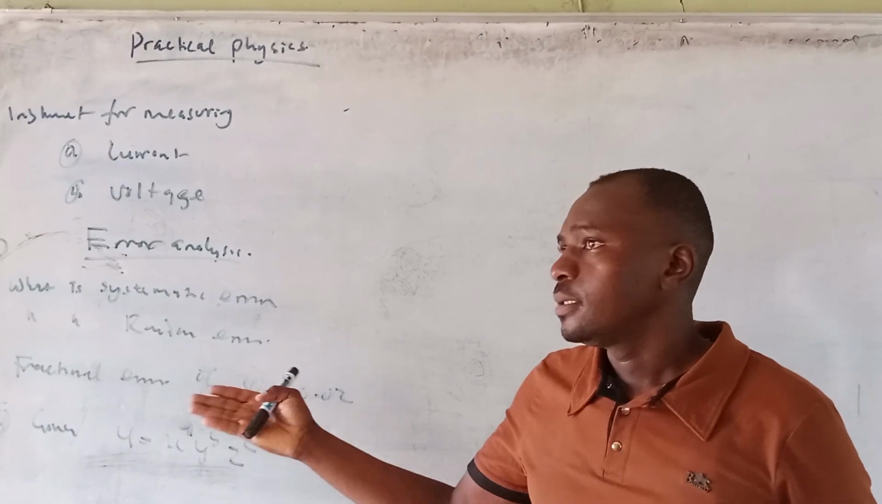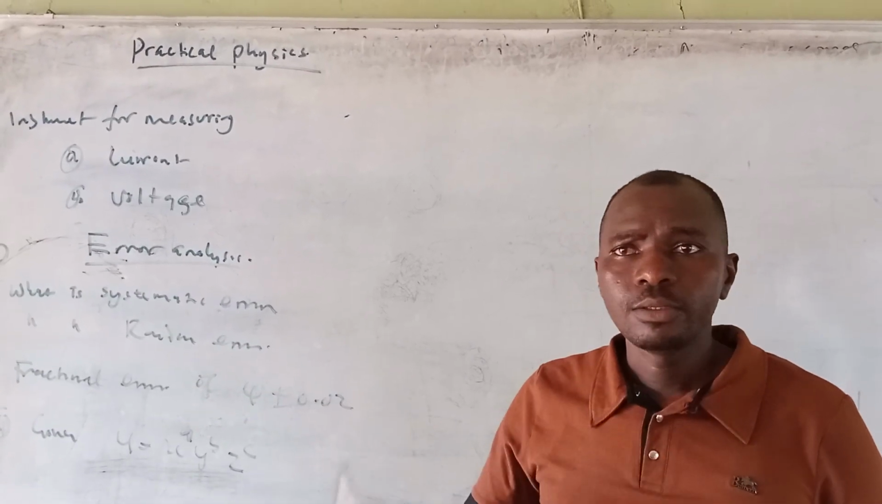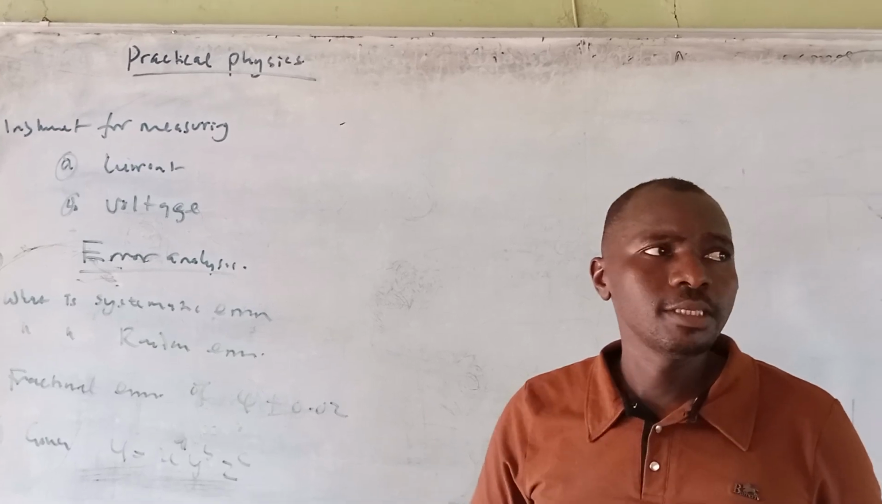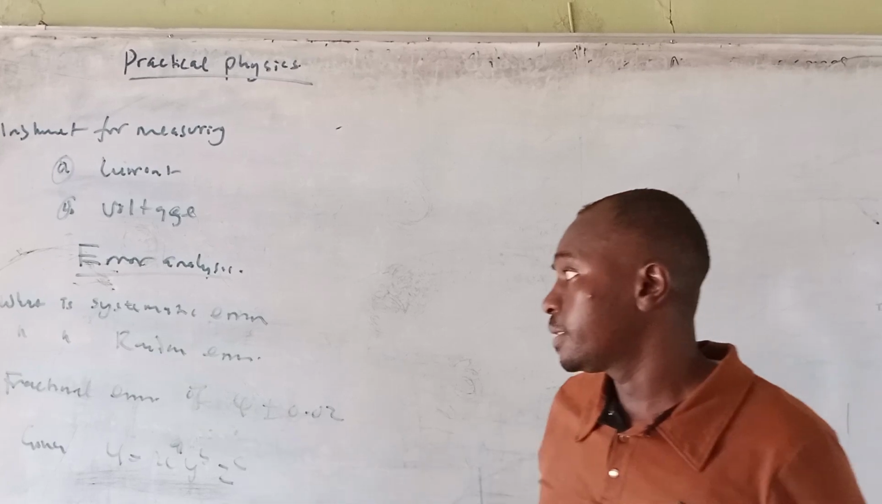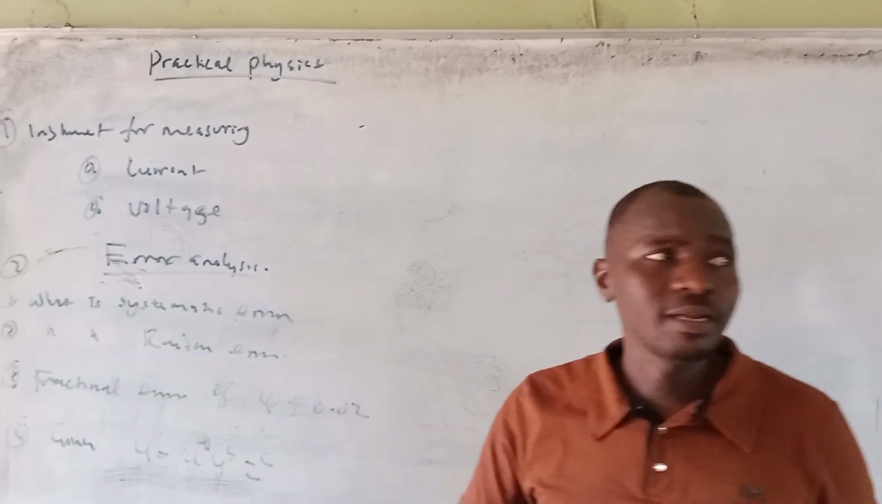How can you correct it? It can be corrected by replacing those apparatus, because when an apparatus is damaged, you cannot use it continuously. It will give you an error. So you have to replace it with new ones. That is it. How does it manifest itself?